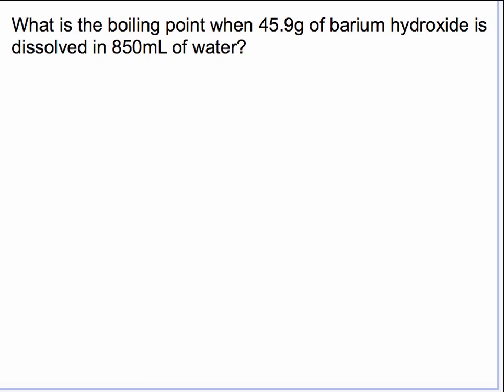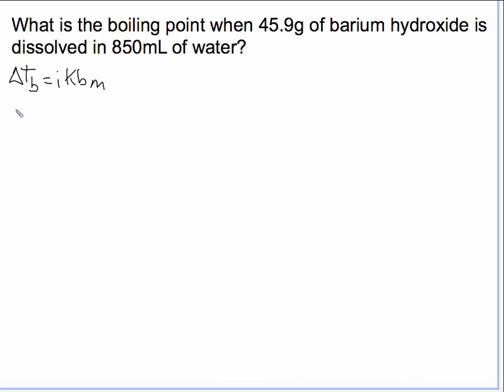Okay, let's look at how to do a boiling point elevation problem. Right, so the first thing that you would need to know about the boiling point elevation is the formula. So it's kind of like the freezing point depression. It just goes change in temperature boiling equals i Kb and then little m.